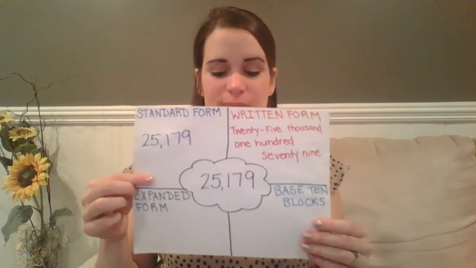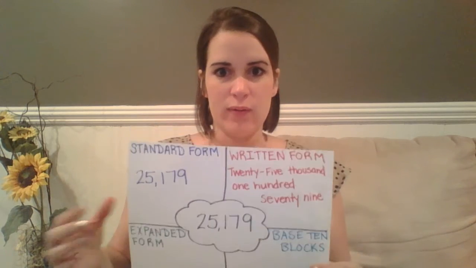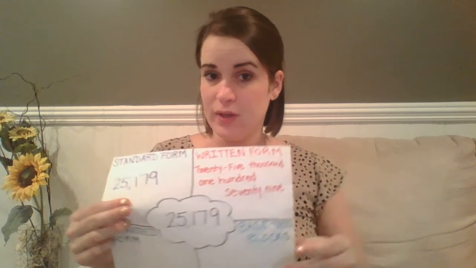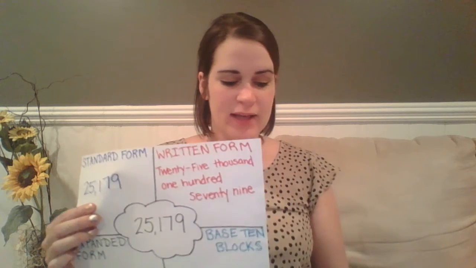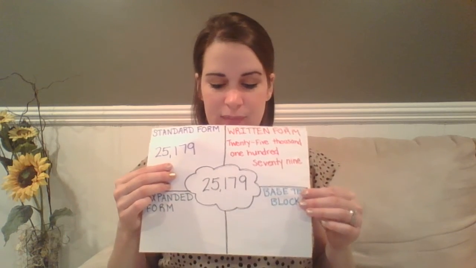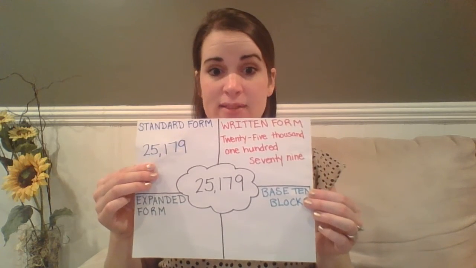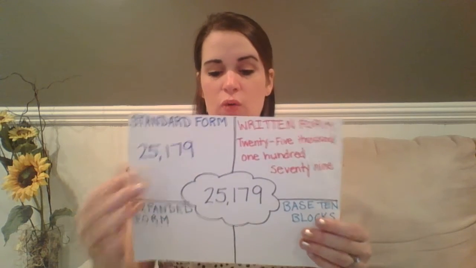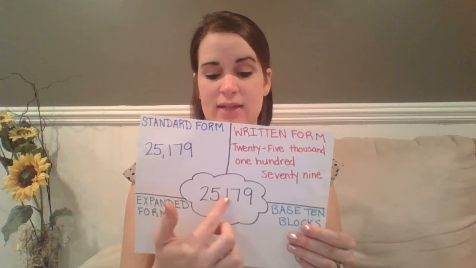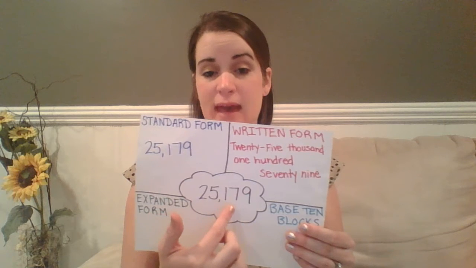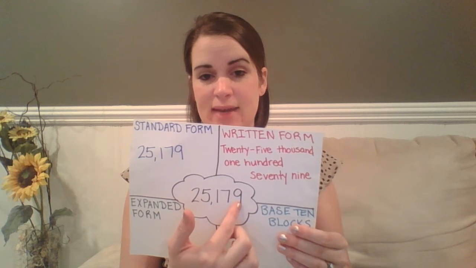Okay, the next form that we can write in is expanded form. Expanded form is kind of like how it sounds. It's expanded. We're going to be using what we learned yesterday about place value to help us write our number in expanded form. We're going to look at each of the numbers, think about its value, and then add them together. So the value of the 2 is going to be added to the value of the 5. The value of the 5 is going to be added to the value of the 1. The value of the 1 is going to be added to the value of the 7. And the value of the 7 is going to be added to the value of the 9.